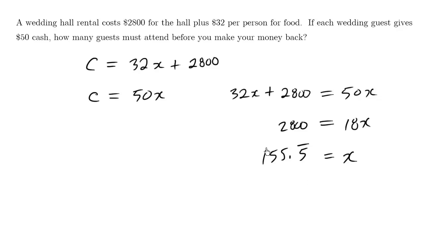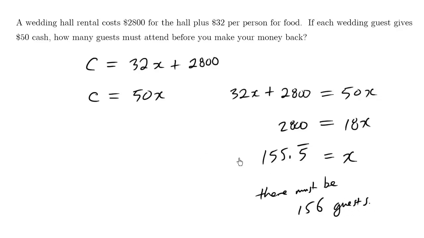Now the thing is, there's no such thing as half a guest or 0.5555 guests. So in terms of us making our money back, we need to round up. Even if this answer was 152.2, we'd actually have to go to 153, the next number up. In this case, the next number up means there must be 156 guests.